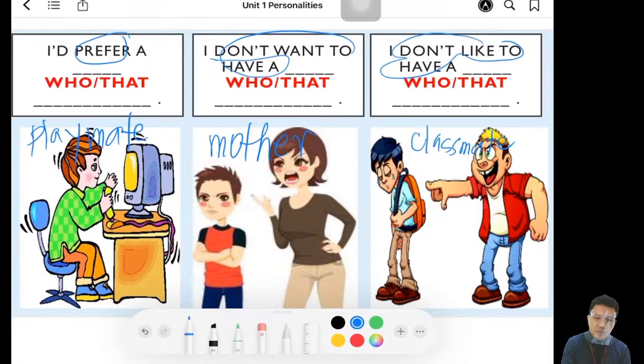This time, let's try to describe the playmate. You want to have a playmate who is funny, for example. This one, you don't want to have a mother who is, for example, strict or angry or gets angry all the time. And the other one, I don't like to have a classmate who bullies. This one is a bully.